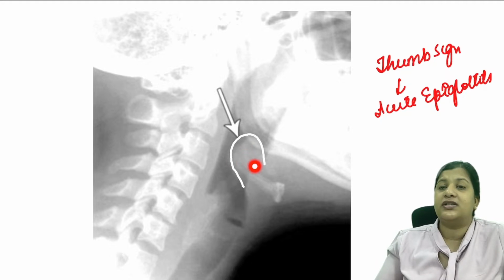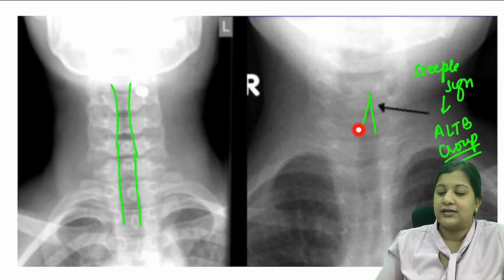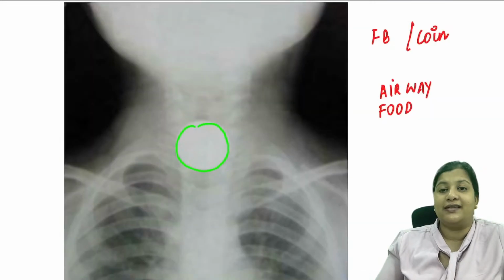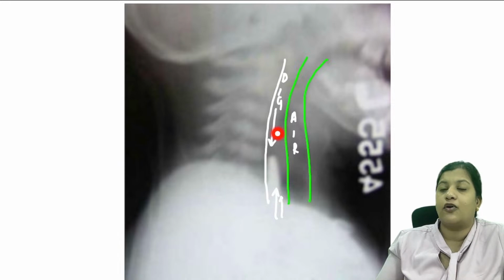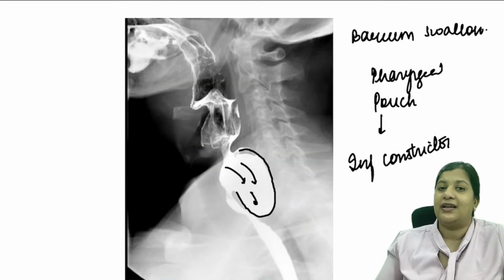Thumb sign, very good, suggestive to you of acute epiglottitis. Narrowing of the subglottis resembling the steeple of the church is seen in acute laryngotracheobronchitis. When you take an X-ray like this, you don't know if it is in the respiratory tract or the digestive tract. For that, you have to take a lateral view. If you see it in the prevertebral soft tissue column, it's in the digestive tract. And if it is in the air column, it is in the respiratory tract.